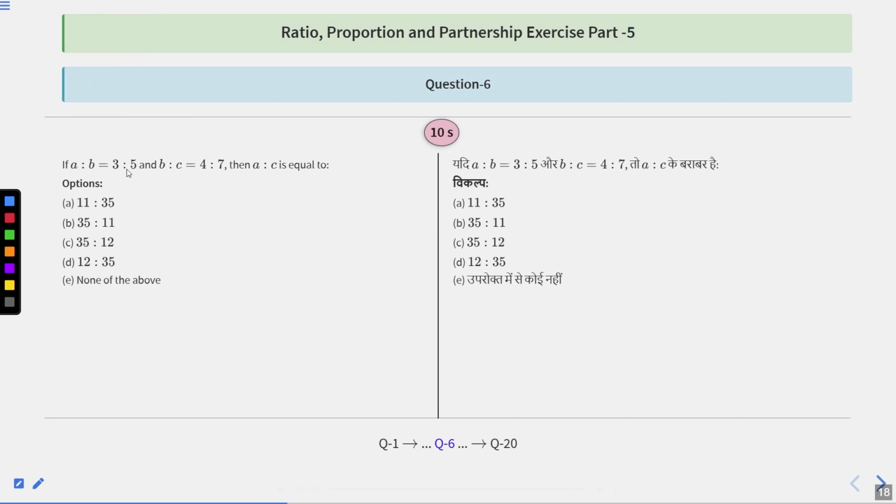If A ratio B is 3:5 and B ratio C is 4:7, then A ratio C is equal to what? You have 5 options and 10 seconds to solve this question. Your time starts now.